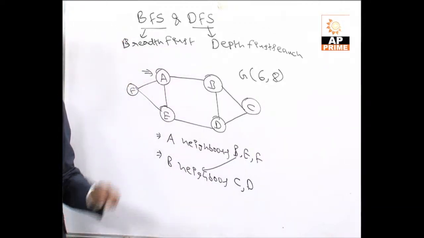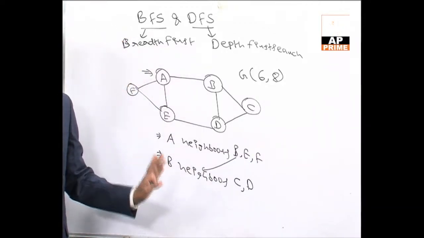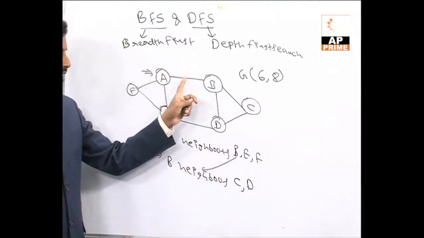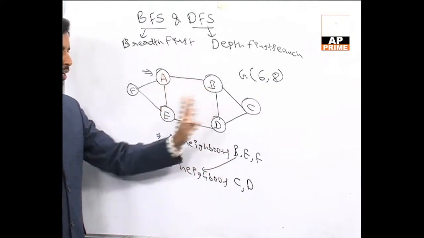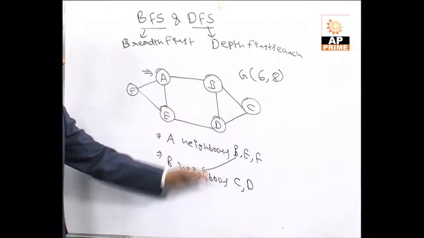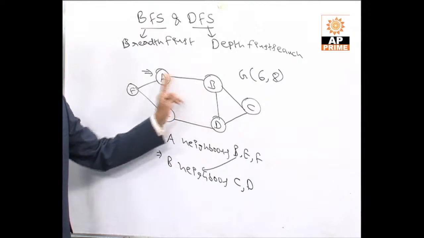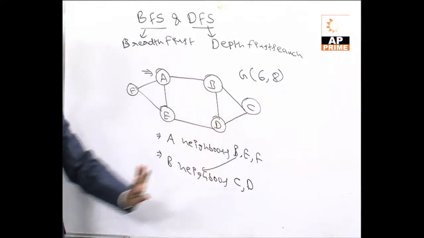Which are the already visited, that should be ignored. Which is already visited, that is to be ignored. A is already visited, that is the reason B to A is not visited again. Now B, is there any B neighbors? B has 3 neighbors: A already visited, C and D. It is completed.